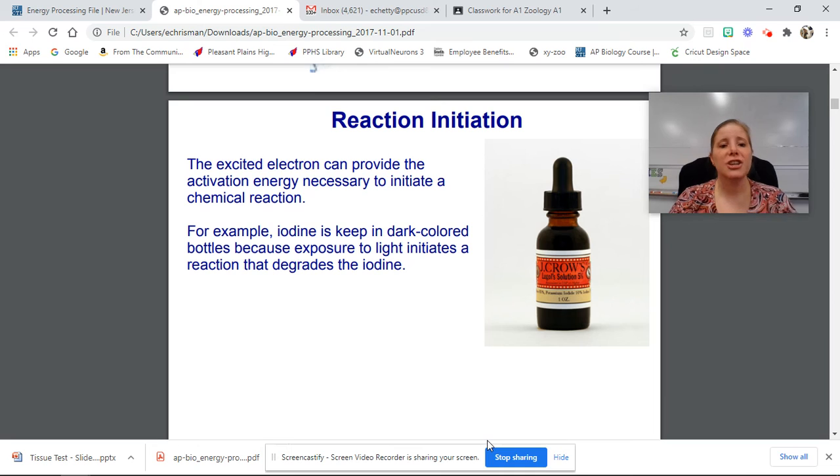For reaction initiation, that excited electron may have enough energy to start the ball rolling for a chemical reaction. Like iodine, it's kept in a dark container. If you put iodine liquid into a clear bottle, it'll actually start to react because light, those photons, will start to react with it and break it down into its ions.